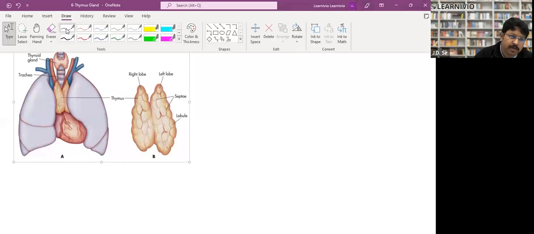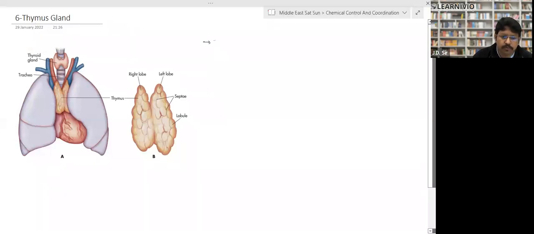At the birth, it is 10 to 15 gram. It grows up to the age of puberty. It reaches to 30 to 40 gram.